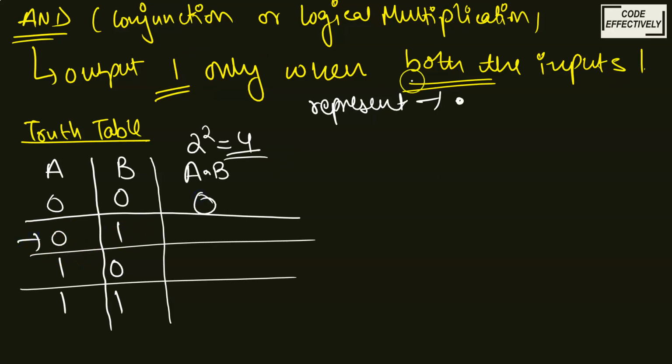Again, now for this one, 0, 1. I have written both the inputs have to be 1. But we have only one input 1 and the other one is 0. So it will be again 0. Again 1 and 0, both the inputs are not 1, so it's again 0. But in the last case, you can see it's 1 1, and what I said, output 1 is produced when both the inputs are 1. Here both the inputs are 1, so we will get an output 1. So this is a basic table you must know for the AND operation.